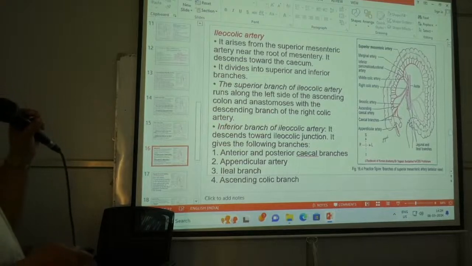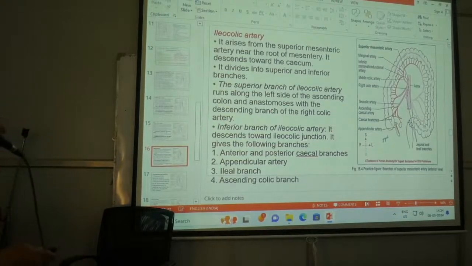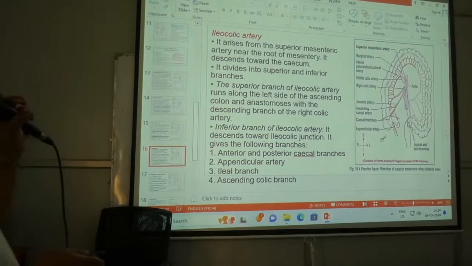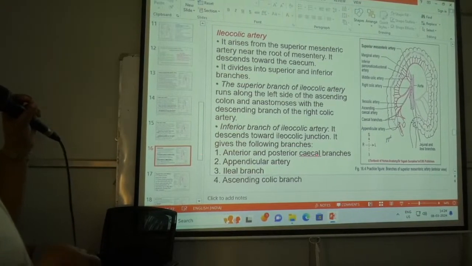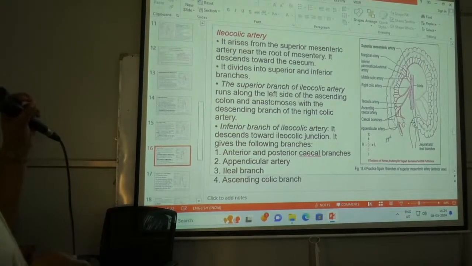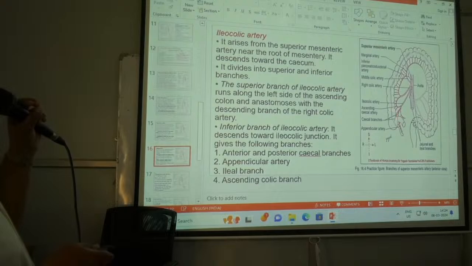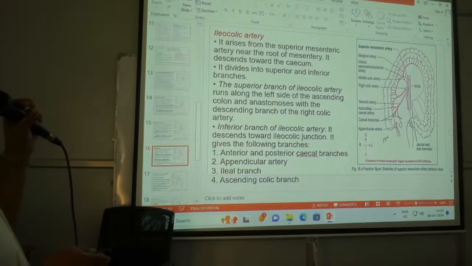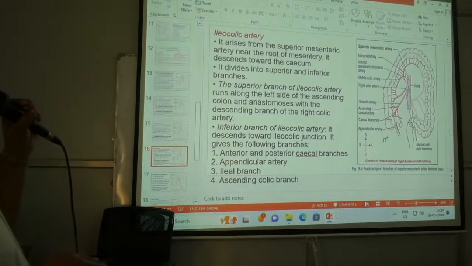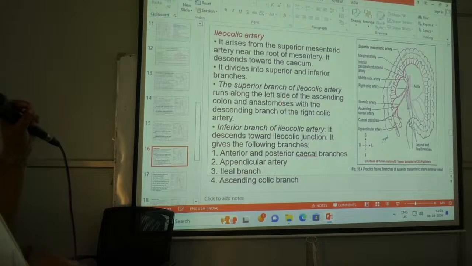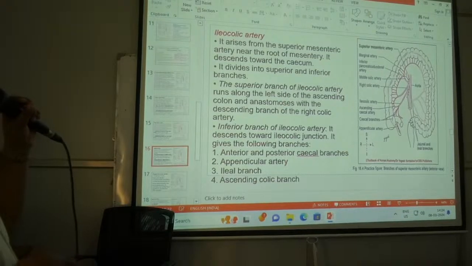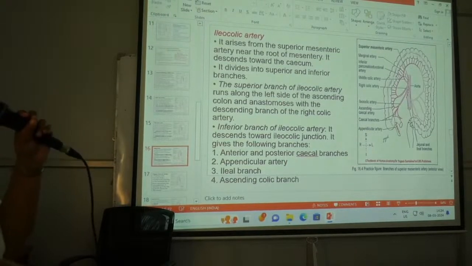An inferior branch of iliocolic artery descends towards the iliocolic junction. Here is the iliocolic junction. It gives these branches: anterior and posterior cecal arteries, appendicular artery, iliac branch, and ascending colic branch. All these are branches from this inferior branch of iliocolic artery.